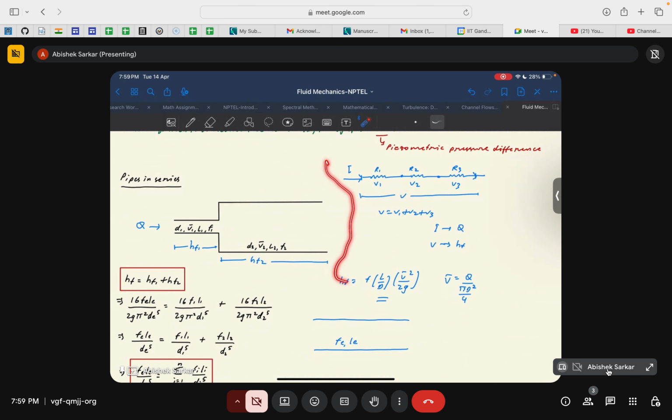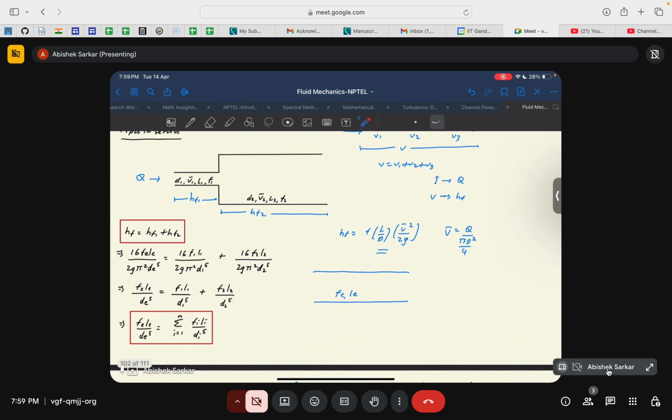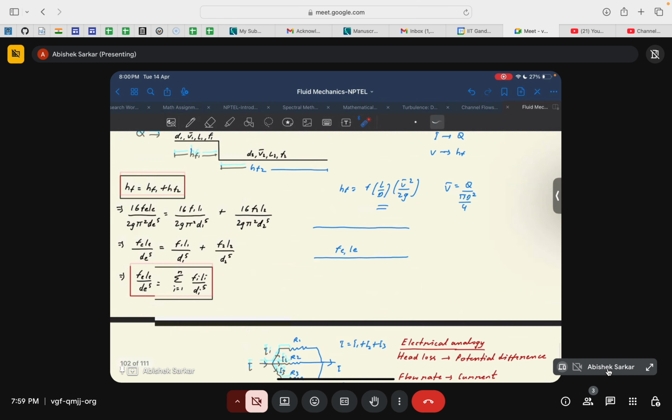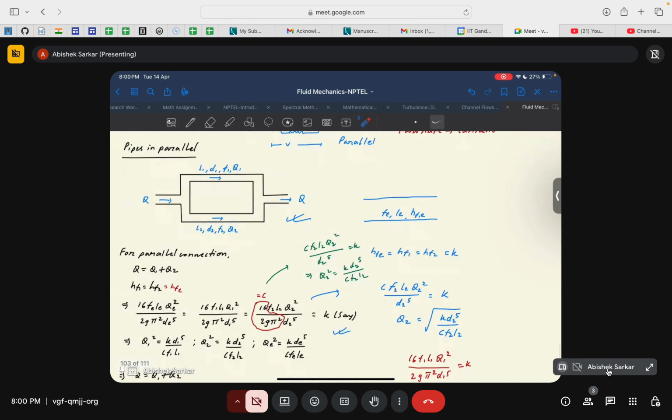This analogy part I won't repeat, but it was very nicely discussed in these examples. We found that in the case of pipes in series, the head loss in the equivalent piping network is the sum of the head losses in the individual pipes, and the flow rate remains constant. But in the case of pipes in parallel, the head loss remains constant in all the pipes, while the total volume flow rate in the piping network is the sum of the volume flow rates across the individual pipes.